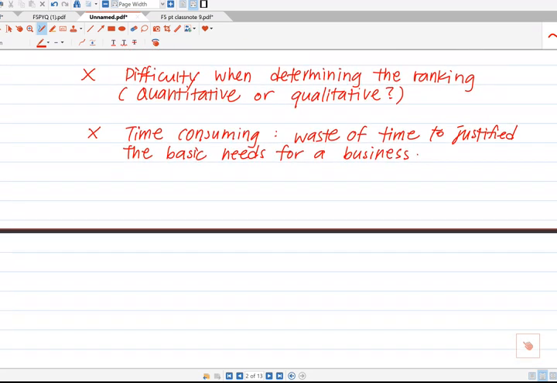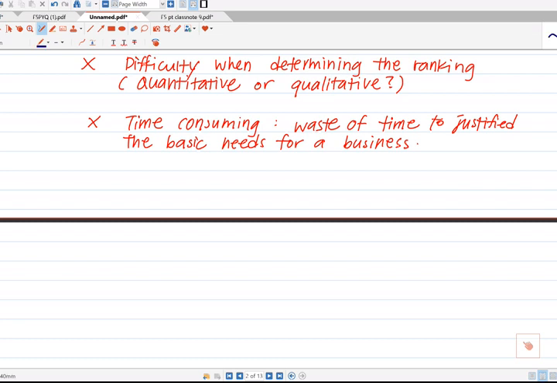So other than zero-based budgeting, what do we have? We have the top-down approach, or we name it impulse style budgeting.